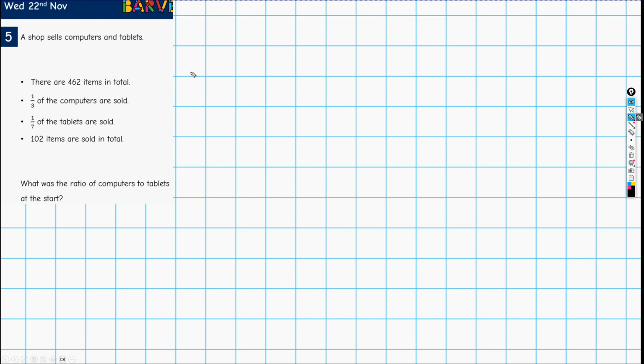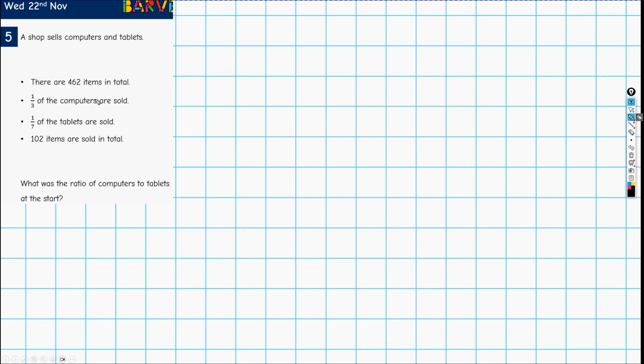Now, as I said, it's quite a challenging question. It's one that one would normally use simultaneous equations to solve. Well, actually, it makes a very neat bar model that is easy to solve, but there are some things that you need to bear in mind that are quite different to some of the other problems that you may have tackled. Right, so we're told that there are 462 items in total.